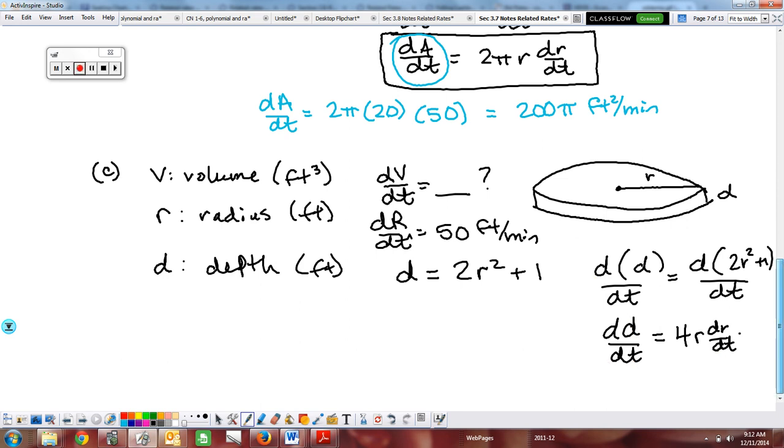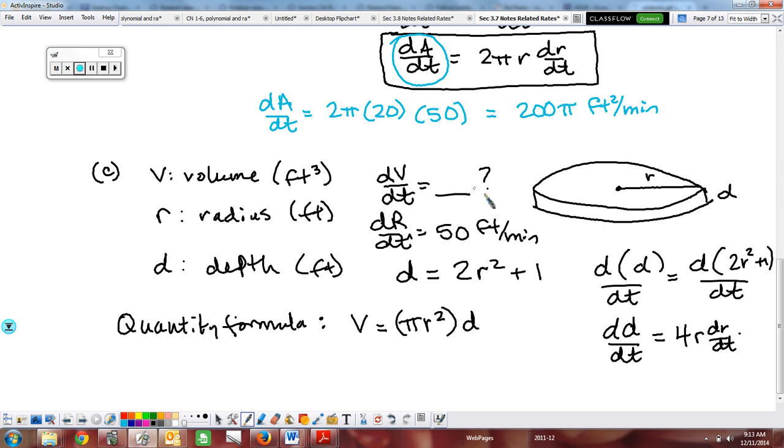Okay. Now, let's talk about a quantity formula. The quantity formula is going to relate volume, radius, and depth. Well, this requires some geometry. The volume of a circular prism like this is the area of the base times the height. So the volume would equal the area of the base, pi r squared, times the height, the depth, D.